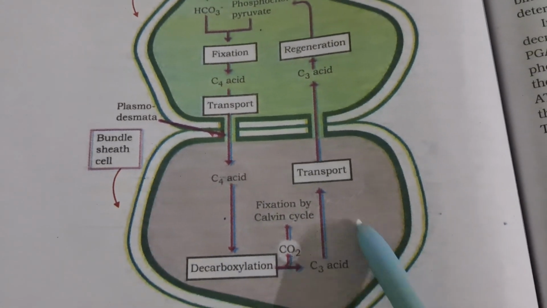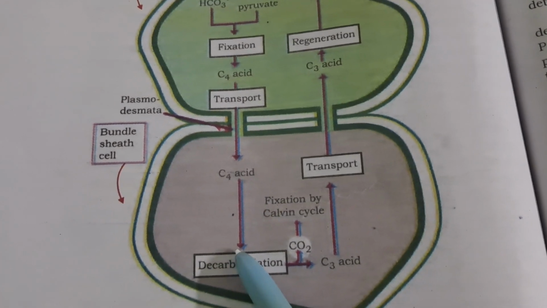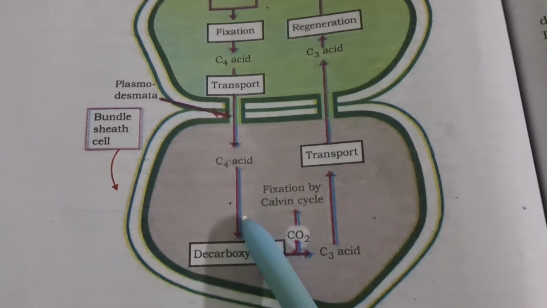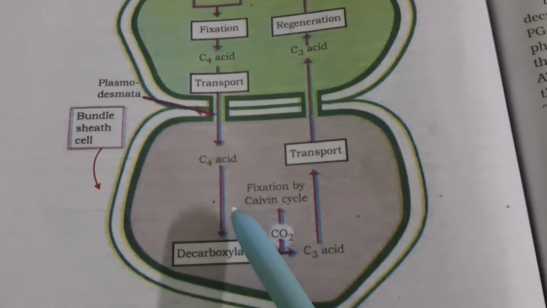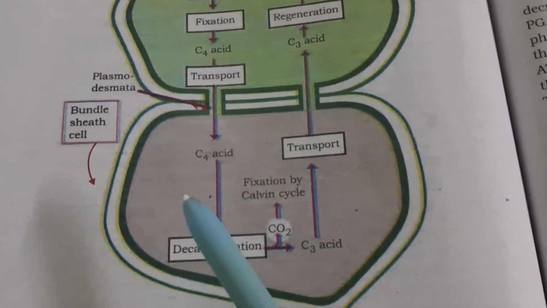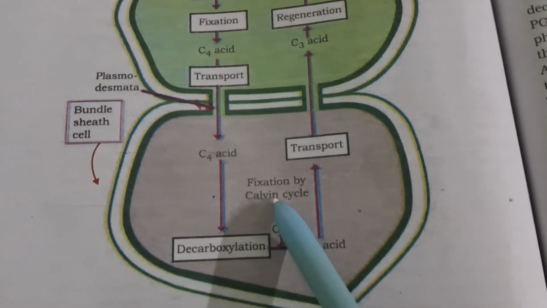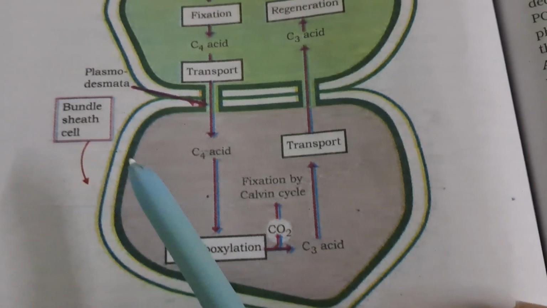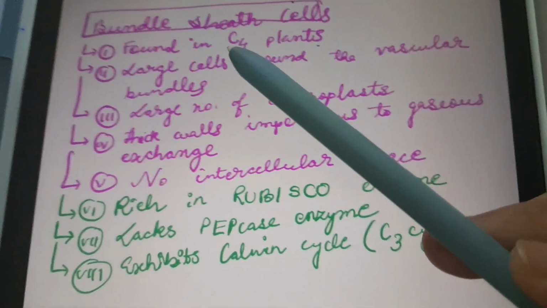So the second one is the bundle sheath cells. Okay. And now here what will happen is that this C4 acid is going to get decomposed, it is going to dissociate into two compounds. One will be a 3-carbon compound and another is going to be CO2. This CO2 will enter into the Calvin cycle, and that is why it is said that the bundle sheath cell exhibits the Calvin cycle, as I have already mentioned earlier.